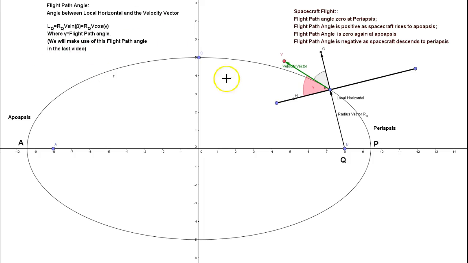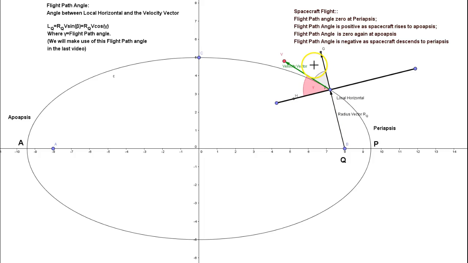Right here we have our flight path angle. The flight path angle is the angle between the local horizontal and the velocity. So here's the velocity, here's the local horizontal. Now, how do you find the local horizontal? The local horizontal is a line that's perpendicular to the radius vector from Q to the spacecraft. So we find the RQ from Q to the spacecraft, then we draw a line perpendicular to that. From that local horizontal, we travel to the velocity vector, and that's called the flight path angle.